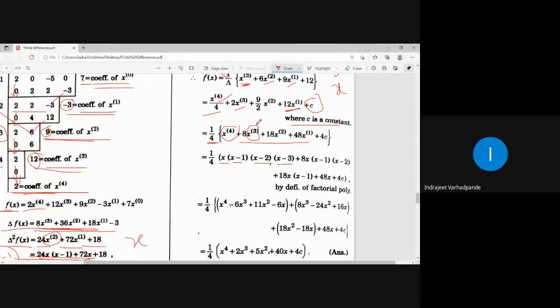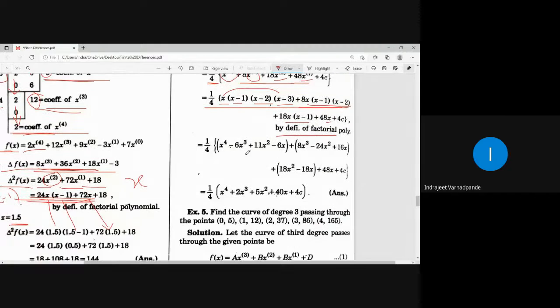X to the power 3 factorial will be written as x into x minus 1 into x minus 2. X to the power 2 factorial is written as x into x minus 1. X to the power 1 factorial is written as x. So accordingly, by definition of factorial polynomial, we will be having this particular step. Try to simplify. This will give you x to the power 4 as the term. Accordingly, simplify each product, collect the like terms together.